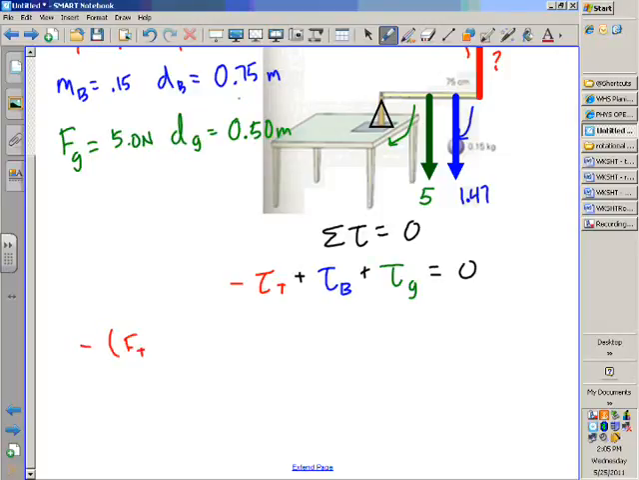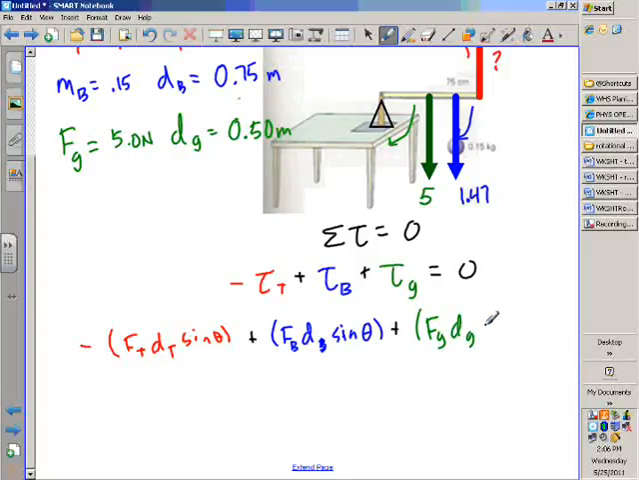So negative F of tension, D of tension, sine theta, plus F of ball, D of ball, sine theta, plus F of gravity times D of gravity, sine theta. And just like before, theta is going to be 90, right? So that sine theta is just going to be 1, right?